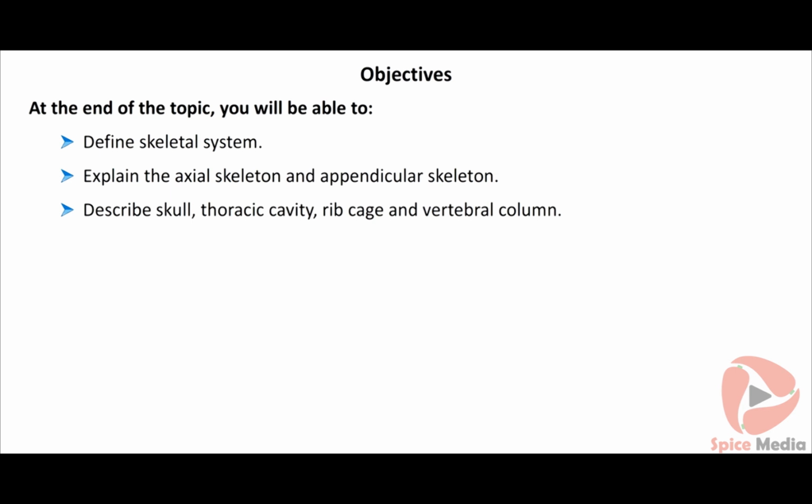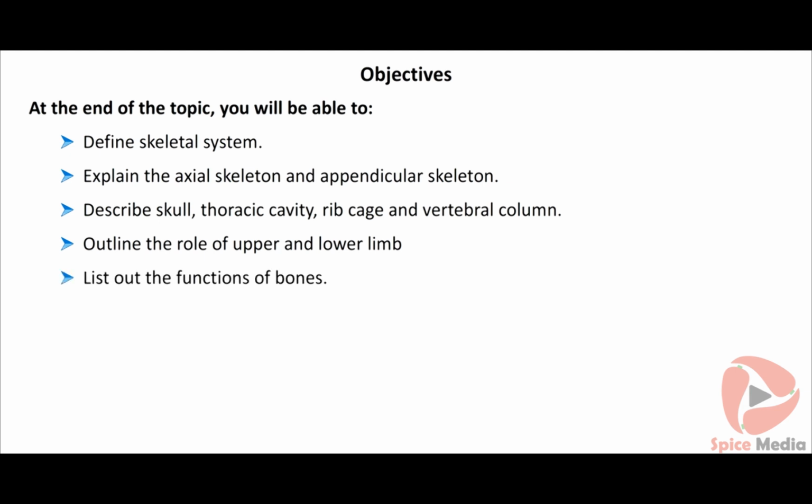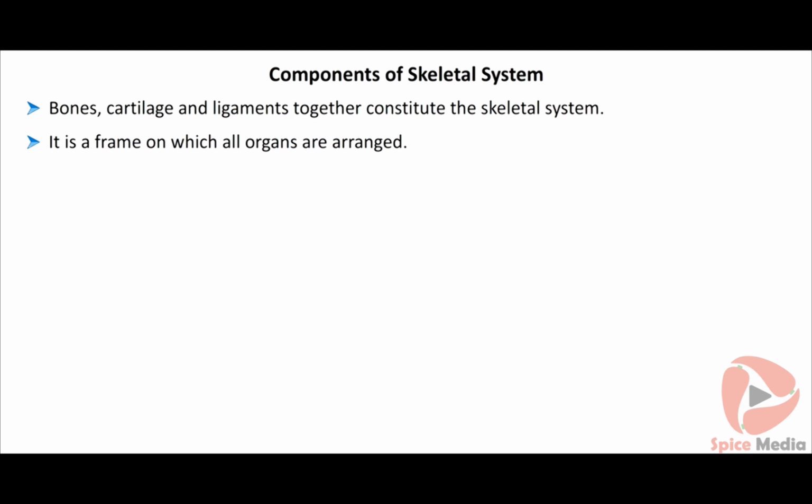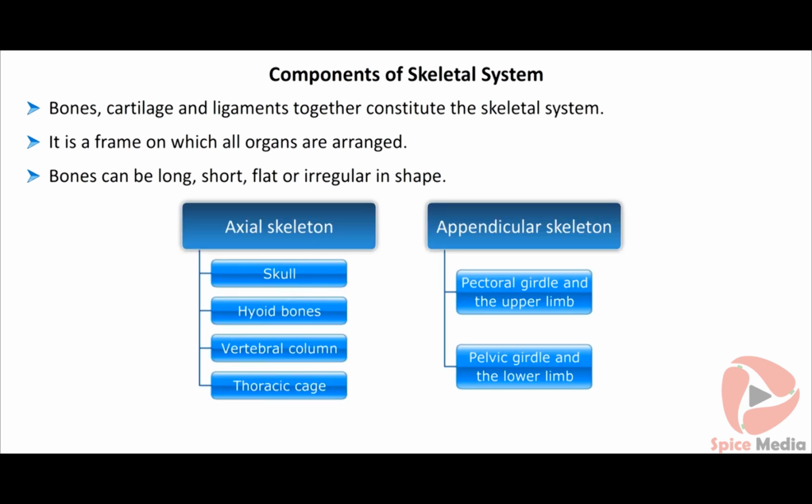At the end of the topic, you will be able to define skeletal system, explain the axial skeleton and appendicular skeleton, describe skull, thoracic cavity, rib cage and vertebral column, outline the role of upper and lower limb, list out the functions of bones. The skeletal system consists of bones, cartilages and ligaments. It is a frame on which all organs are arranged.